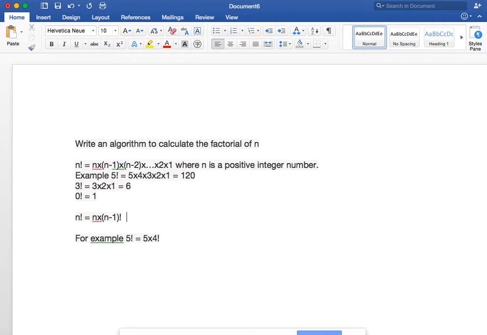So in the recursive definition, we call this the recursive part. Then we must have a base part, which is where your recursion stops. So we say 0 factorial equals 1. That is the base.